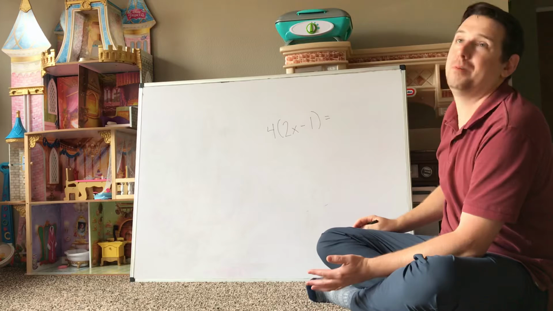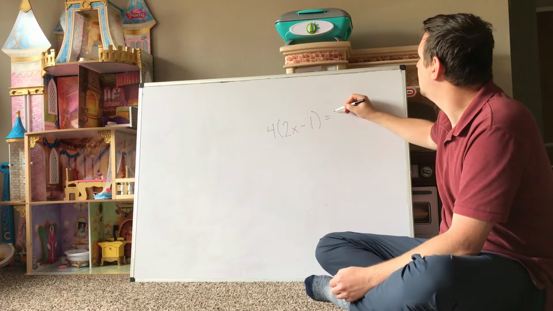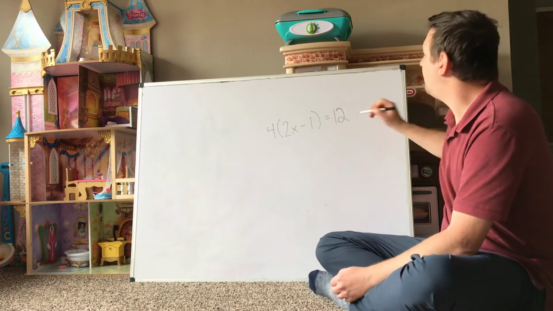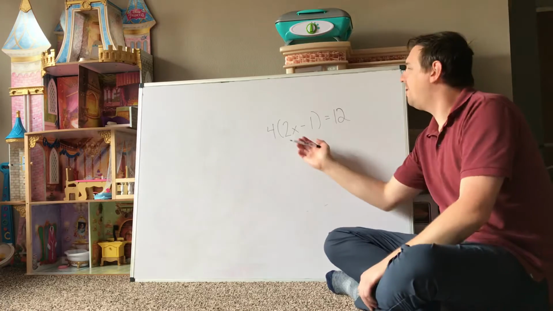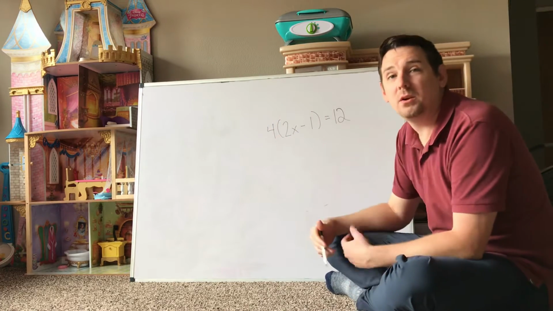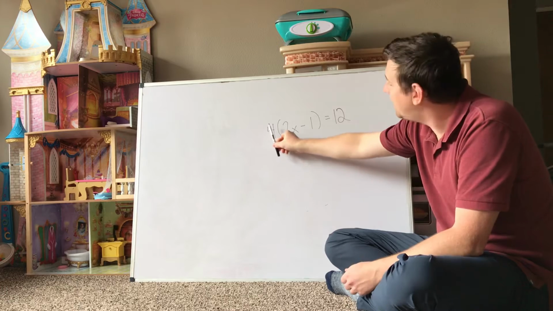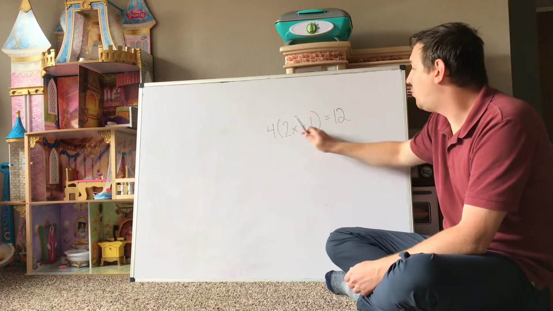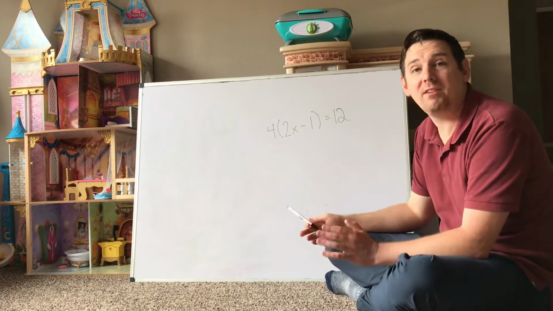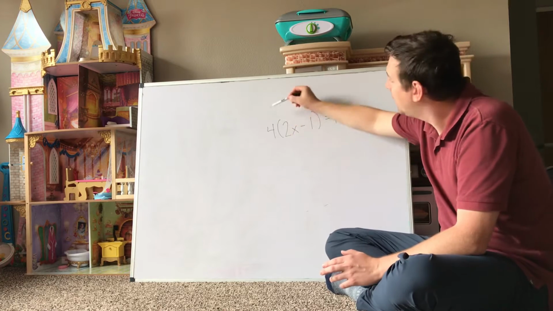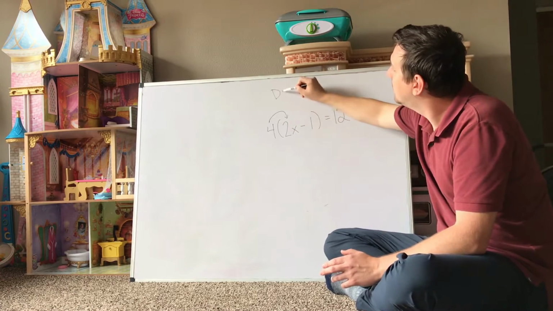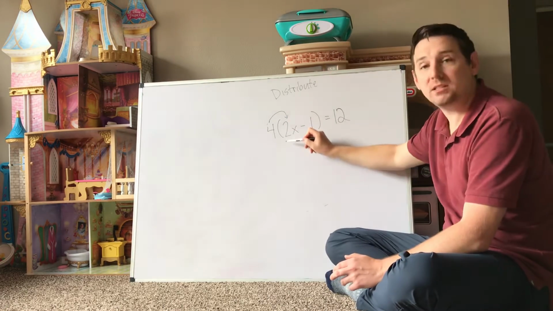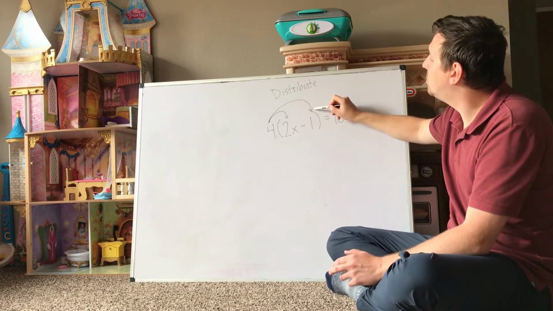All right, so here we have a 4 outside the parentheses. What that means is that this 4 needs to get multiplied by everything in the parentheses. Whether there's 2 things in the parentheses, 3, 4, 5, it doesn't matter. You're going to take this 4 and distribute it to the 2x, and we're also going to distribute it to the 1.